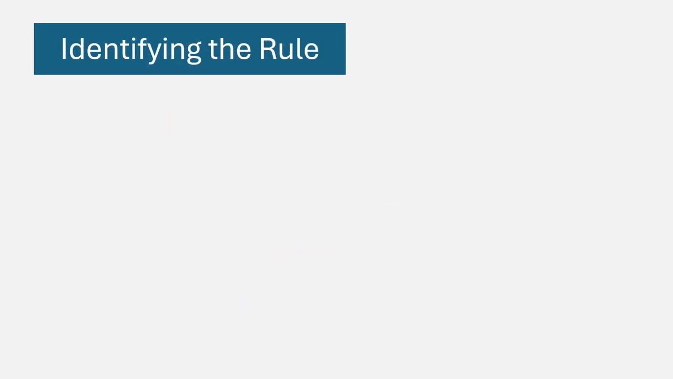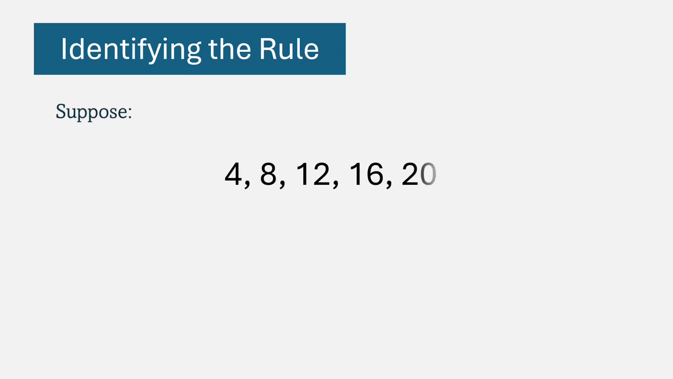So what we'll try to do now is identify the rule. So what is the rule that's being used? Suppose we have the numbers 4, 8, 12, 16, and 20. What is the rule that's being used here? Okay, we can see that 4 becomes 8, 8 becomes 12, 12 becomes 16, and 16 becomes 20. Observing, we can see that there is a common difference of 4. So the rule here is we are going to add 4. Simple as that.